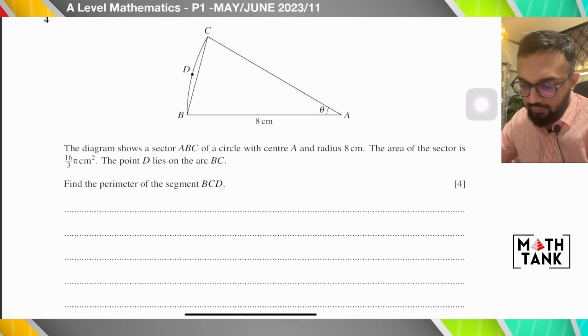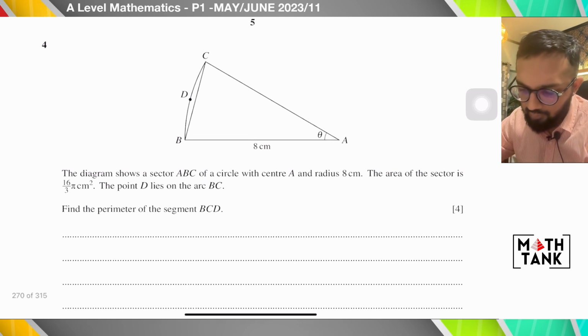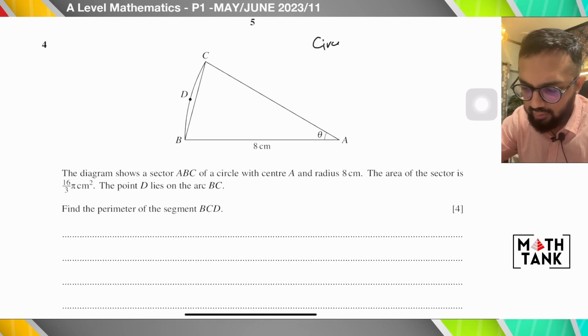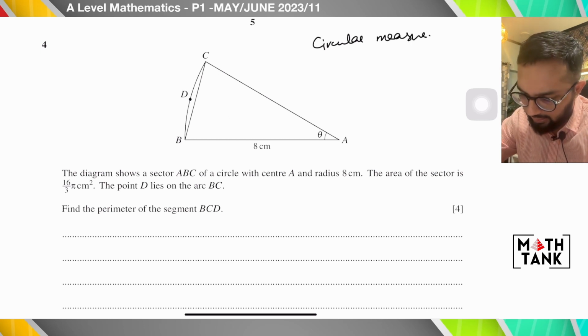Okay, question number 4 is circular measure. Let's look at this question then. It says the diagram shows a sector ABC with center A and radius 8. The area of the sector is 16 pi over 3. The point D lies on the arc ABC. Find the perimeter of the segment BCD.